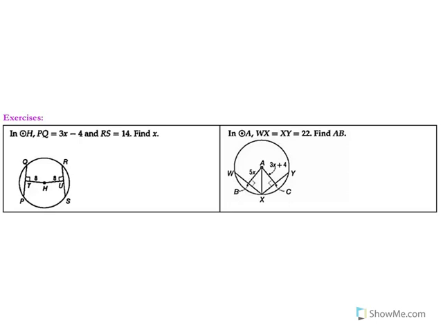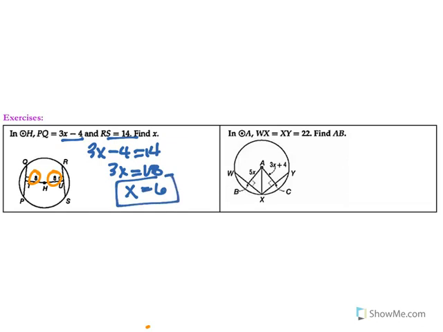In circle H, PQ is equal to 3x minus 4, and RS is equal to 14. I'm not going to label those, but you can label them if you want. Then it tells us that HT is 8, and HU is also 8. Those are equidistant, those are congruent, so I get to set my chords equal to each other. 3x minus 4 is equal to 14. Add 4 to both sides, divide by 3, x equals 6. It just said find x, so I'm going to keep moving.